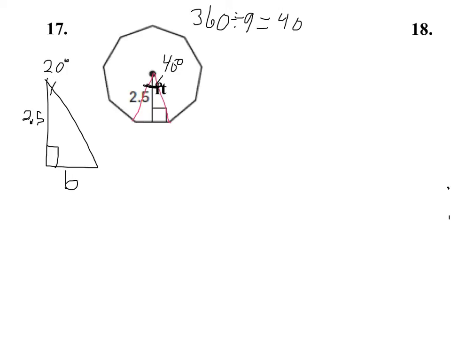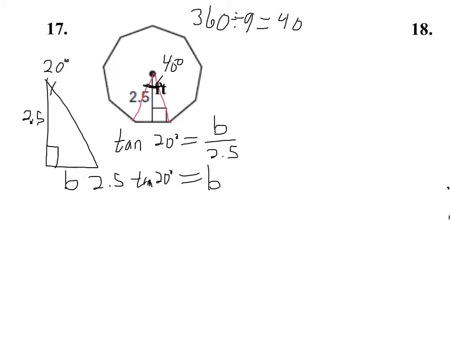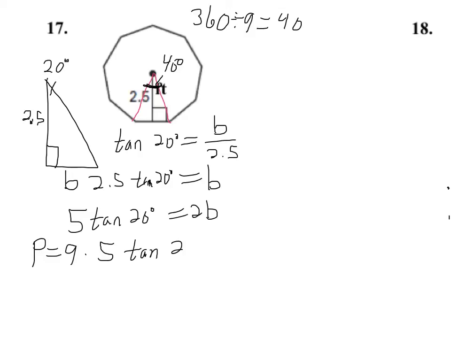And so again, just like number 16, I can use tangent. Tangent of 20 degrees is opposite over adjacent, so B over 2.5. If you multiply both sides by 2.5, you just get 2.5 times tangent 20. So that is not the whole perimeter. That is not even one of the side lengths. It's half of a side length. So if I multiply it by 2, I'll get an entire side length. So 2.5 times 2 is 5, and I still have this tangent 20. That's one side length, but since there are 9 sides, I need to take that times 9. So 9 times 5 tangent 20 is 45 tangent 20. That would be the exact perimeter.